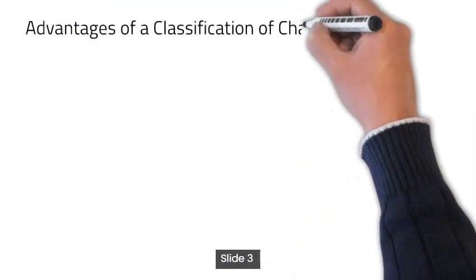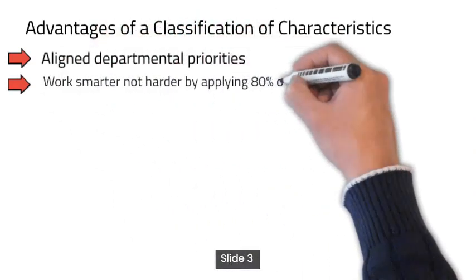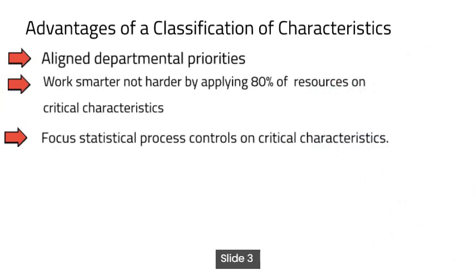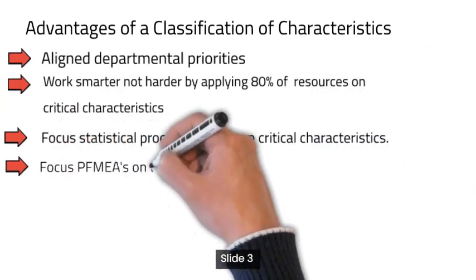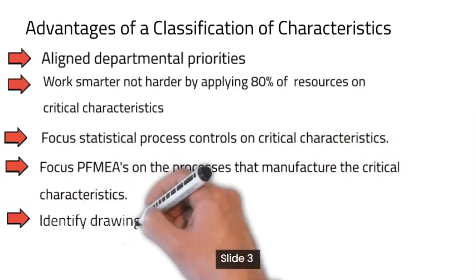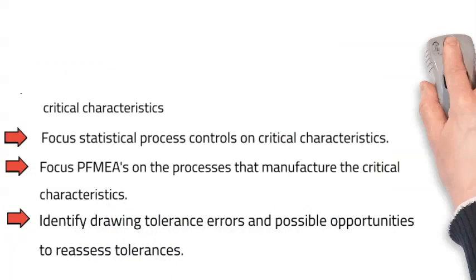Advantages of a classification of characteristics: align departmental priorities, work smarter not harder by applying 80% of resources on critical characteristics, focus statistical process controls on critical characteristics, focus PFMEAs on the processes that manufacture the critical characteristics.